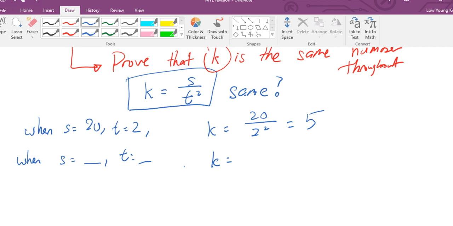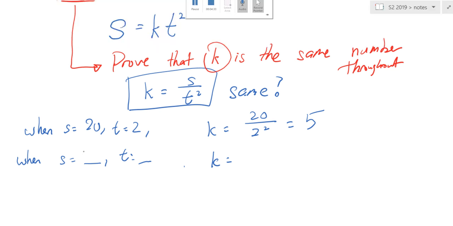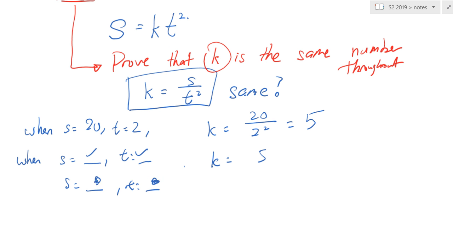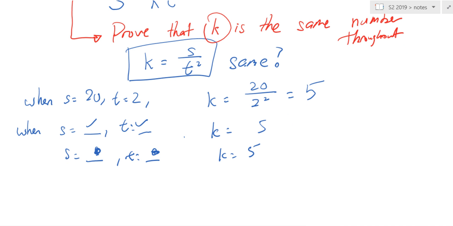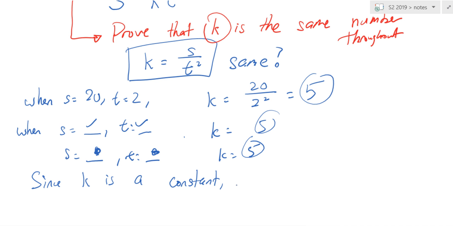So when you sub in this, you realize that K equals to 5. When you sub in this, you realize K equals to 5. Now you have to write the concluding statement. So can you write down: since K is a constant, that means 5, the same number keeps coming out, then you can say S and T square are in direct proportion. Okay, I'm going to scroll this such that you can copy the last statement.